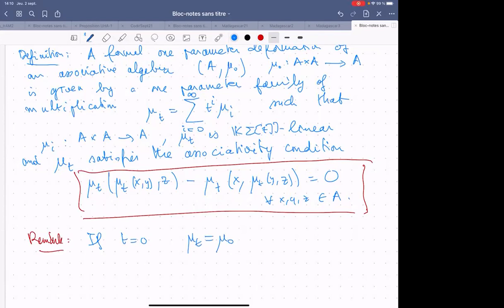Okay. And now, when you have this family of operations or multiplications, of course you have to fulfill the conditions of your algebraic structure. Here we are dealing with associative algebra, so with this new operation defined with respect to t, it should satisfy the associativity condition. And if we deal with Lie algebras, then this mu t should be skew symmetric and satisfy the Jacobi condition.